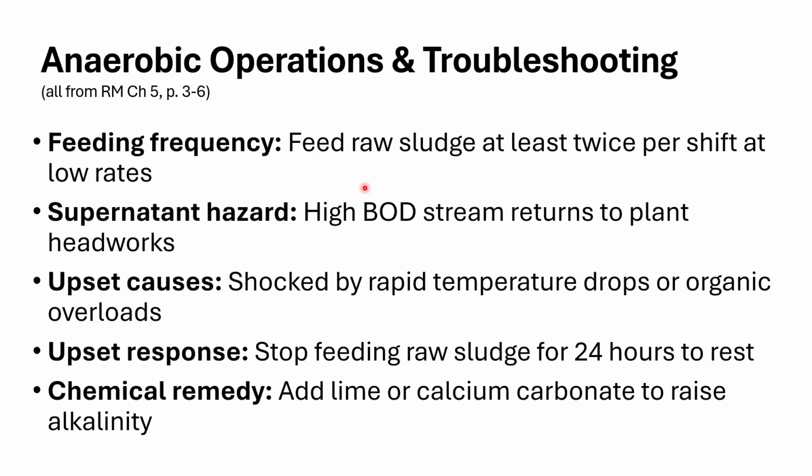As far as operators go, again, for an anaerobic digester, we want to feed the digester. We want to send raw sludge or waste sludge from the primary and secondary clarifiers. We're going to send that raw sludge to the digester, the primary digester, at least 2 times per shift at low rates. Let's think about this. We talked about sludge blanket management in the primary clarifier.